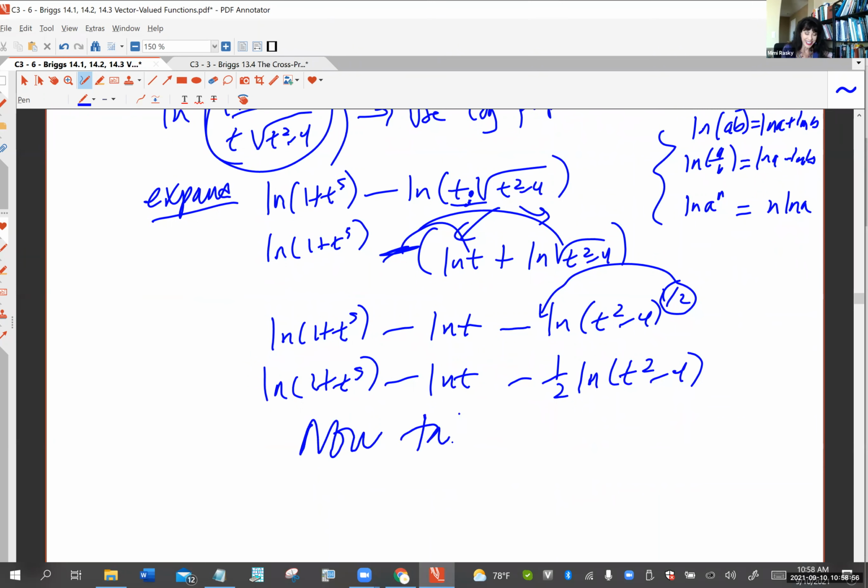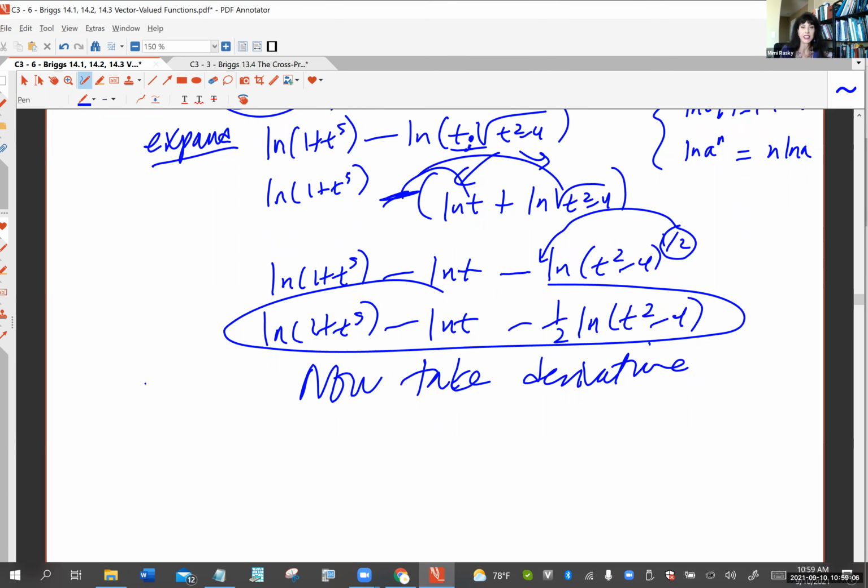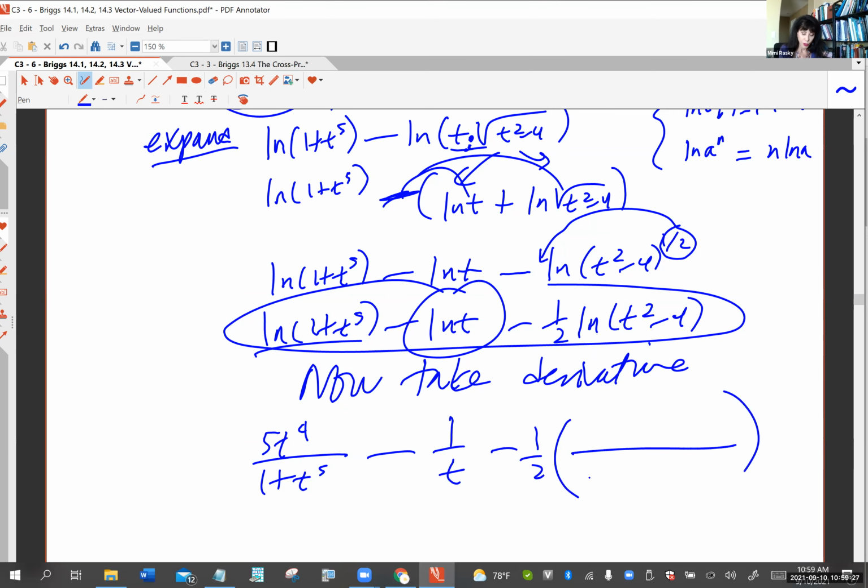Now take the derivative. All we did was make it look expanded. And the reason why you want to do the expansion is it's super easy to individually take the derivatives of each of these logs. So the derivative of the first log is 1 over 1 plus t to the 5th times the derivative of 1 plus t to the 5th, which is 5t to the 4th, minus the derivative of the middle logarithm, that's simply 1 over t, minus 1/2 times 1 over t squared minus 4 times the derivative of t squared minus 4.